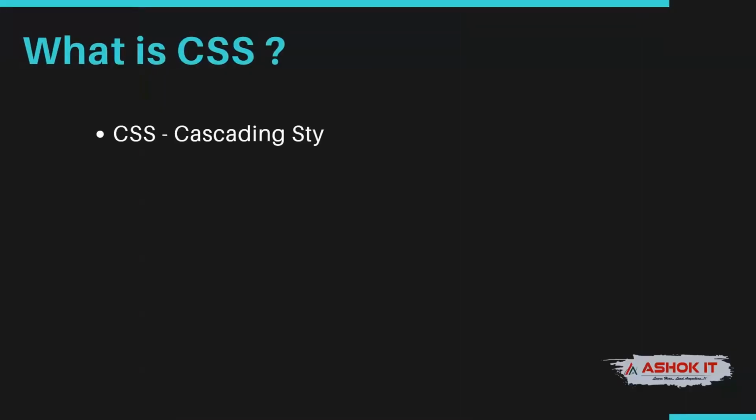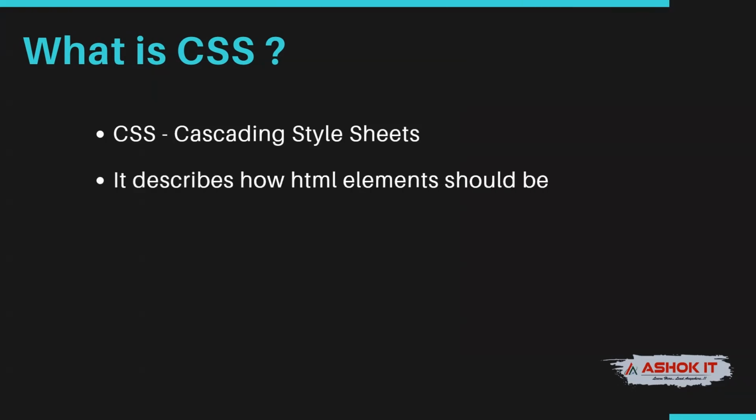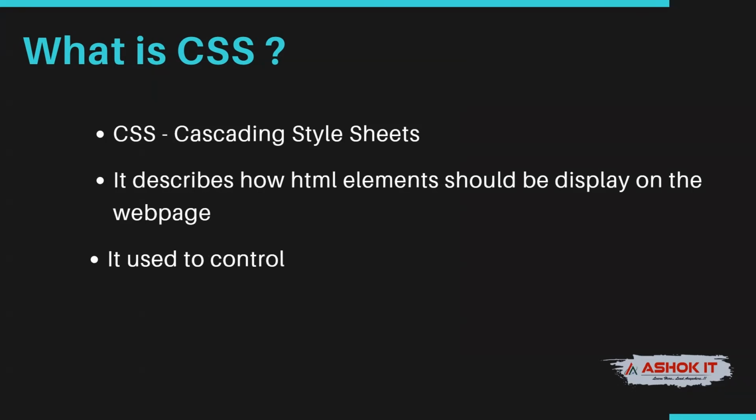Now, let us try to understand what is CSS first. CSS stands for Cascading Style Sheets. It describes how HTML elements should be displayed on the web page. It is used to control the layout of the web page as well. The term cascading means flowing from top to bottom. The CSS works on this principle. The bottom styling will have more priority when compared to the topmost styling.